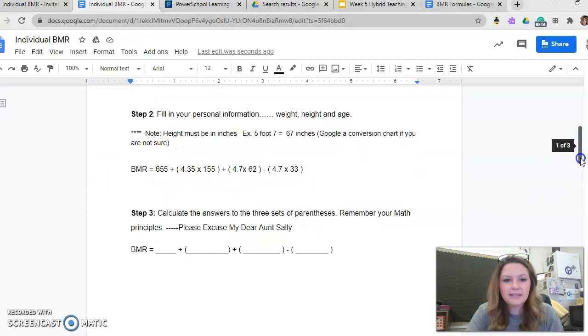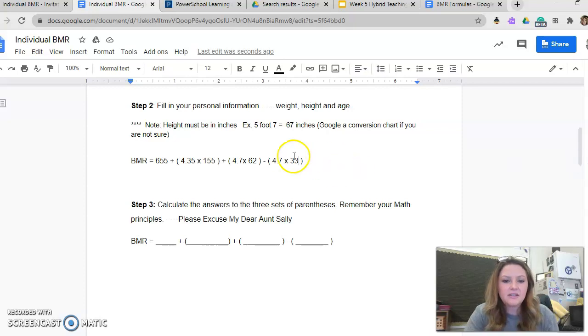All right, so let's calculate it. Okay, so here is the tricky part, right? You're going to calculate your answers to the 3 sets of parentheses. Remember your math principles. Please excuse my dear Aunt Sally, which just means that we are going to do our parentheses first, and then we will go in and add and subtract. Okay?